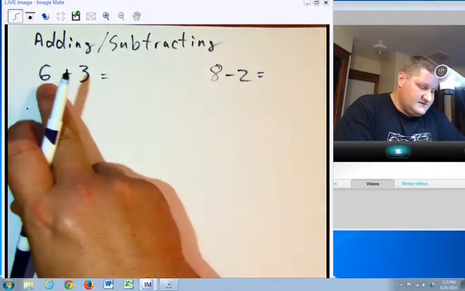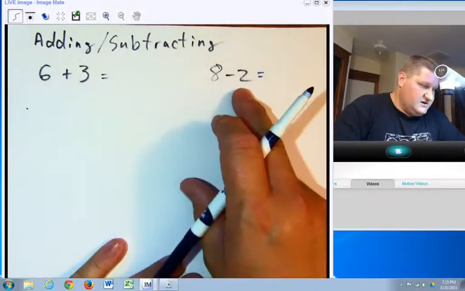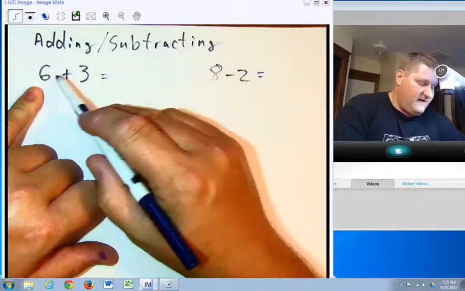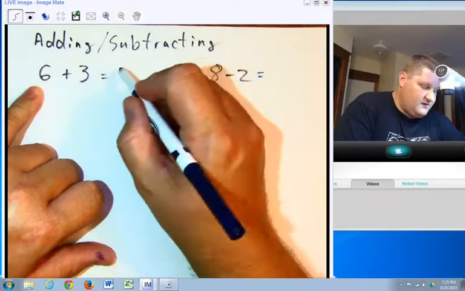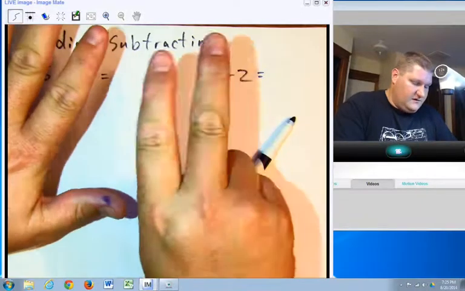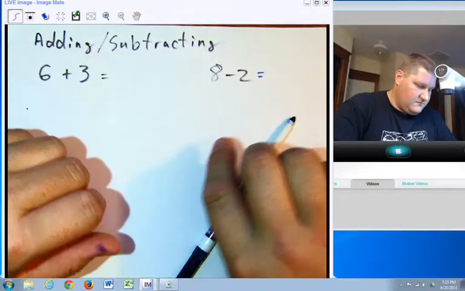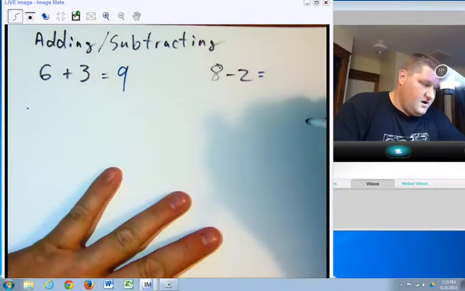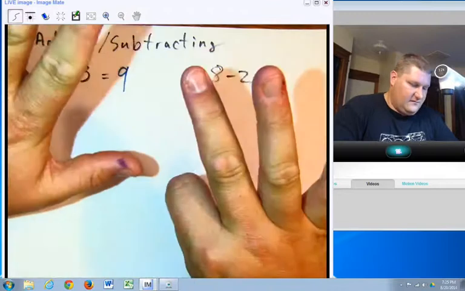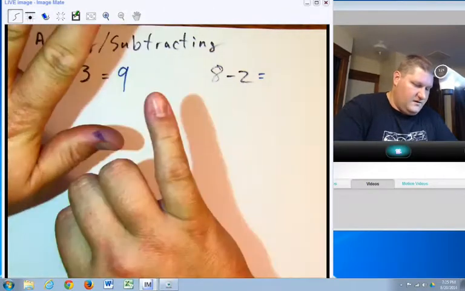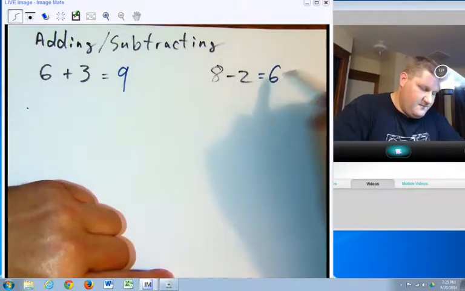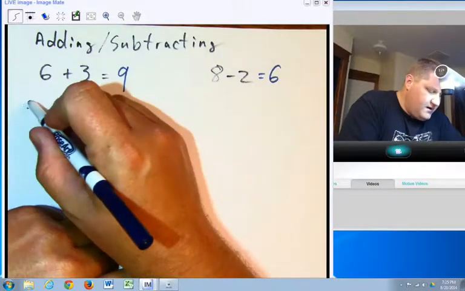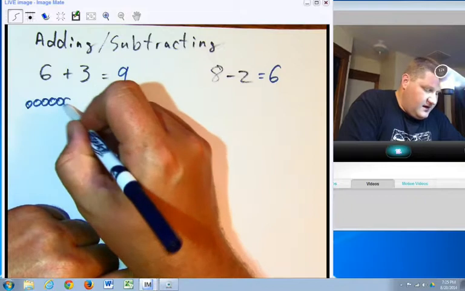So something like 6 plus 3, 8 minus 2. Not a big deal. We can do them numerically if we memorize our factors. So we have 6 plus 3, that's going to be 6 plus 1, 2, 3. So we end up with 9. Alternatively, we have 8 minus 1, 2. So we end up with 6. Now, obviously that's very basic stuff, but we can look at it from a modeling perspective.